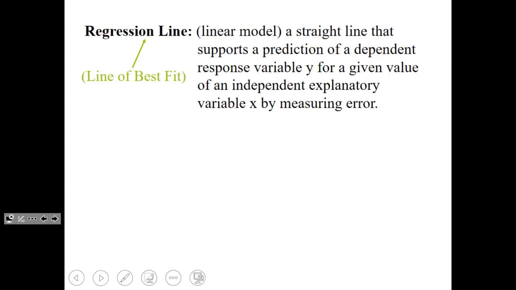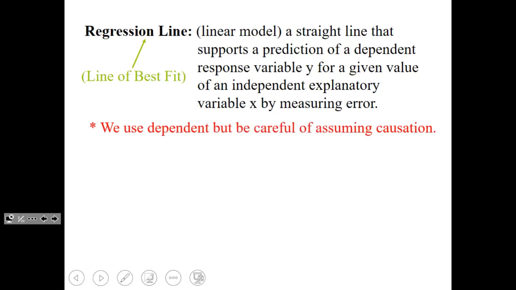First of all, the regression line. It's also known as the linear model. Sometimes it's called the line of best fit, and this last one, which you also have to know, the line of least squares. It's a straight line. It supports a prediction of a response variable, or the dependent response variable, y, for some given value of the independent or explanatory variable, x, by measuring the error.